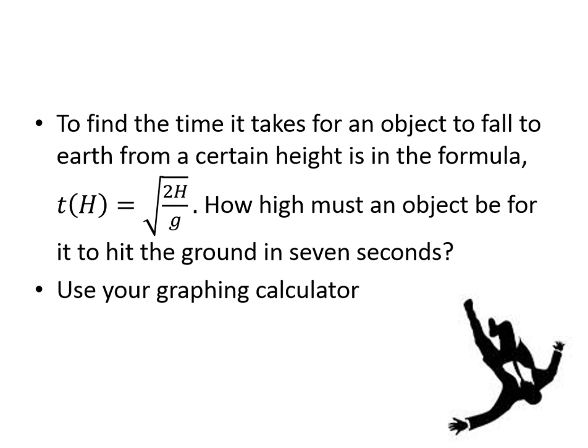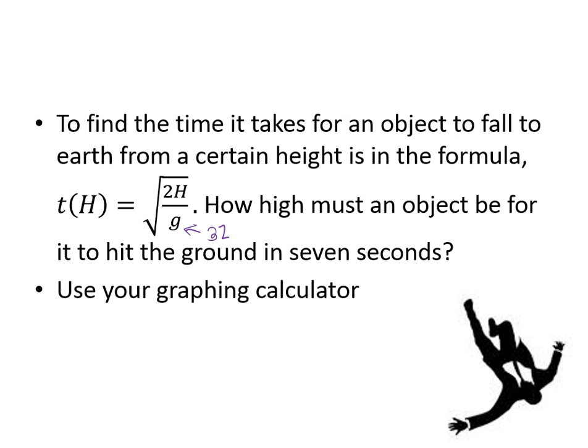Alright, so to find the time of an object falling to Earth, we use a certain equation. For the height, the time it takes for it to fall from a given height is based on this formula: t equals the square root of 2h over g. How high must an object be for it to fall in 7 seconds? So what you would do is use your graphing calculator with these. Gravity, if we're in feet, is usually about 32 feet per second squared.